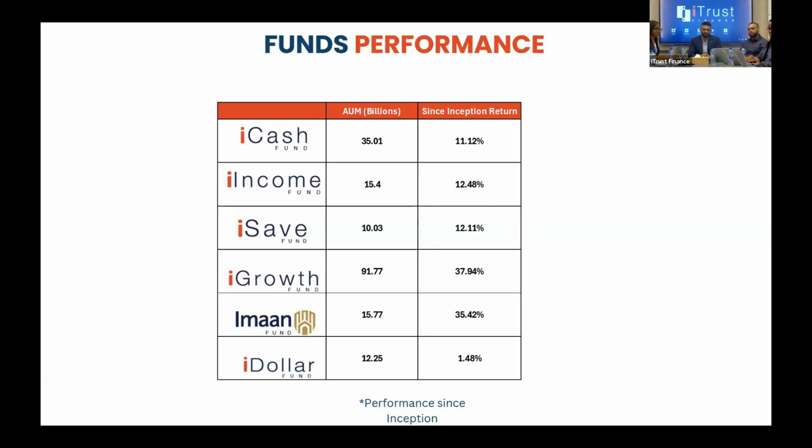And lastly, the most famous, iDollar, has an asset under management of $12.2 million, and its return since inception is a 1.4% gain on the fund.